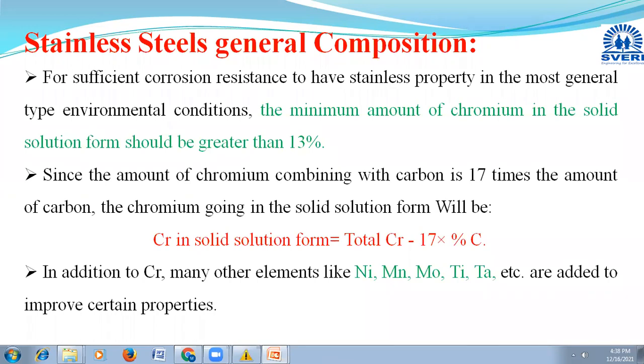Now when chromium is added into the steel, initially this chromium will combine with the carbon present in that steel and form the respective carbides, and after reacting with the carbon, it will go in the solid solution form. Whatever amount of chromium is there, initially it will combine with the carbon and form the respective carbides, and after that the remaining amount of chromium will go in the solid solution form.